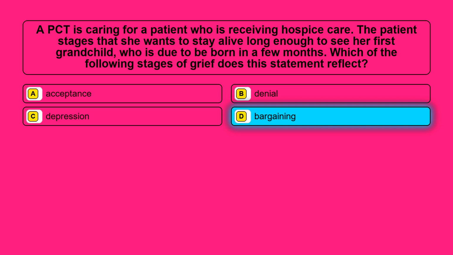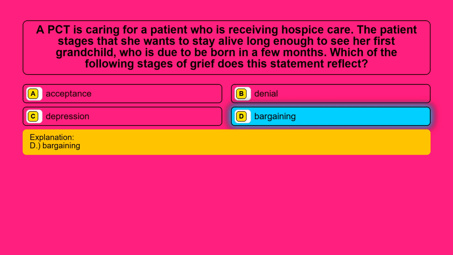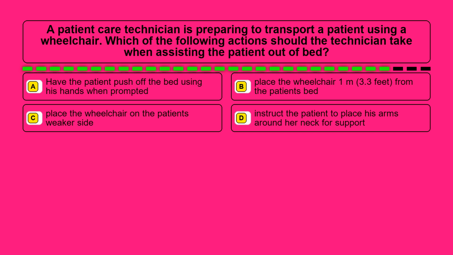The correct answer is option D, bargaining. Question 67. A patient care technician is preparing to transport a patient using a wheelchair. Which of the following actions should the technician take when assisting the patient out of bed?